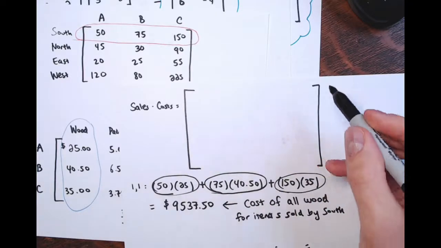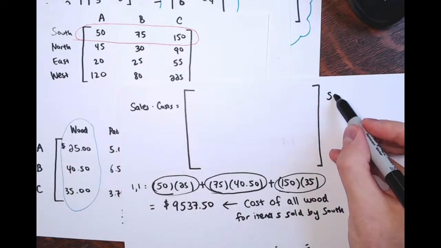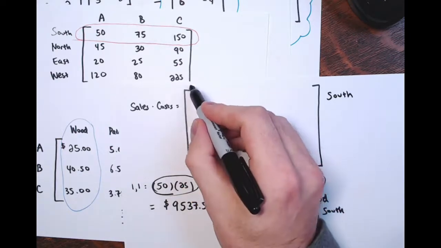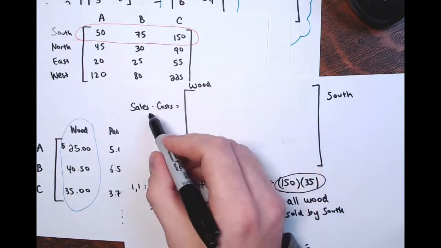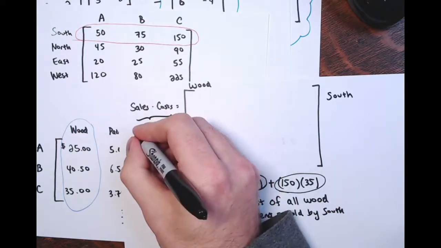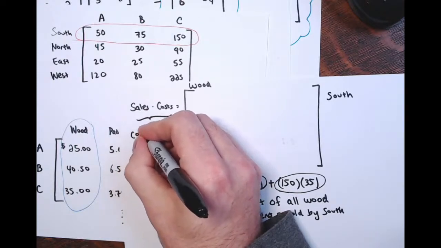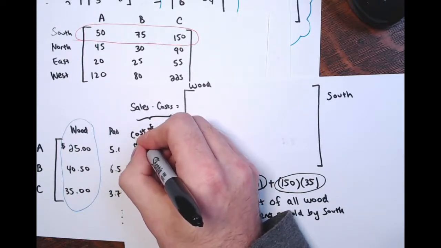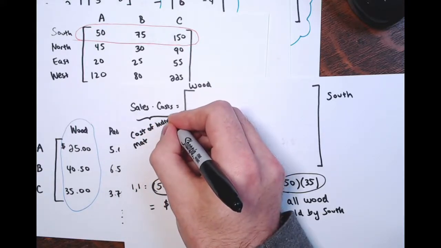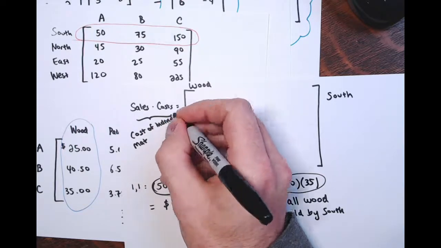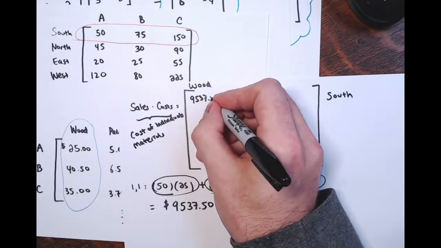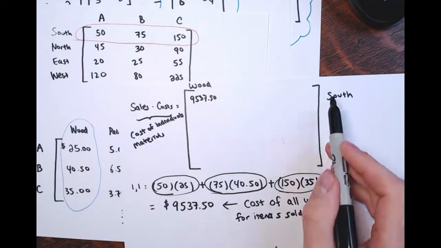So if I think about that, I can make this first row represent Team South, right? And then the first column, the wood cost. So the sales times cost is going to give me a matrix that represents the cost of materials. Individual cost of individual materials, the wood, the paint, the labor, whatever. So we have $9,537.50.